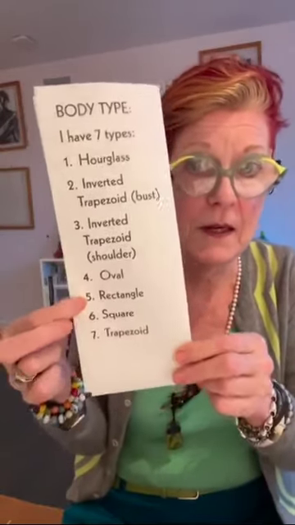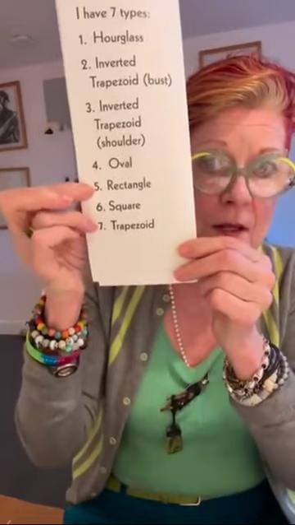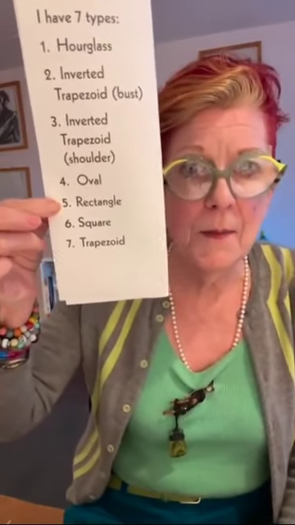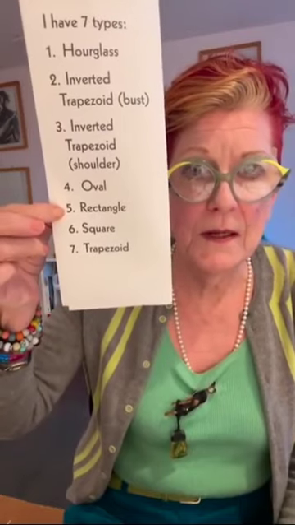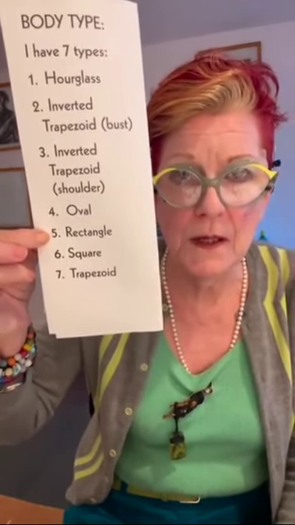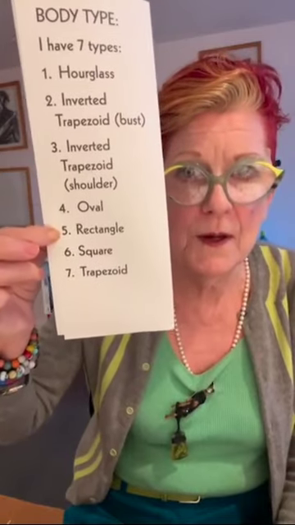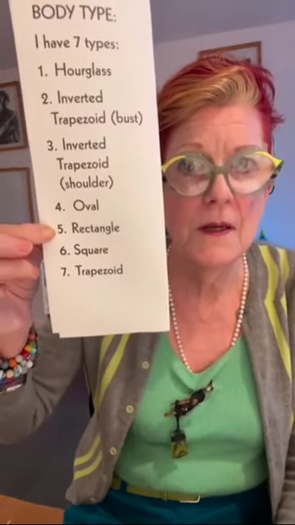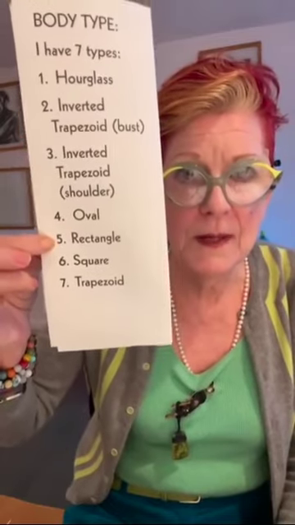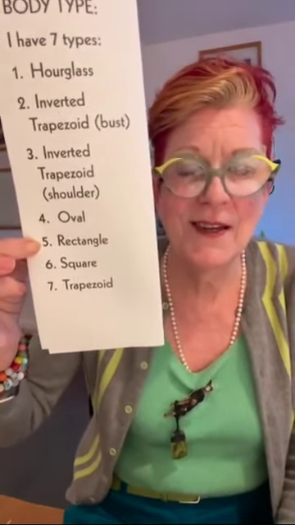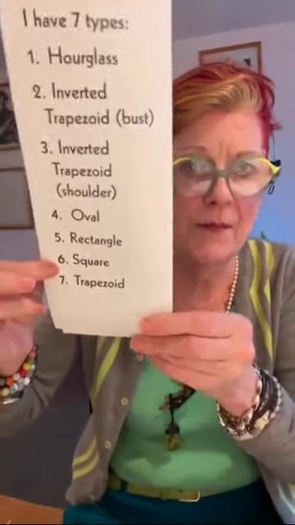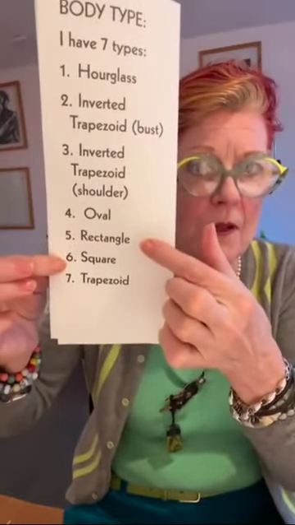Okay, so now we're down to number 5, which is a rectangle. And a rectangle is basically your bust, waist, and hips are about the same. When I was younger, I was probably a rectangle. Women who are athletic are often more rectangles because they have a lot more muscle mass. Sometimes it's just genetic, that everything came out about the same. So probably more rare than we would think.